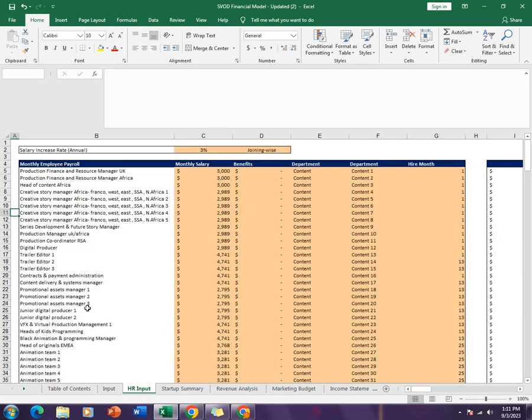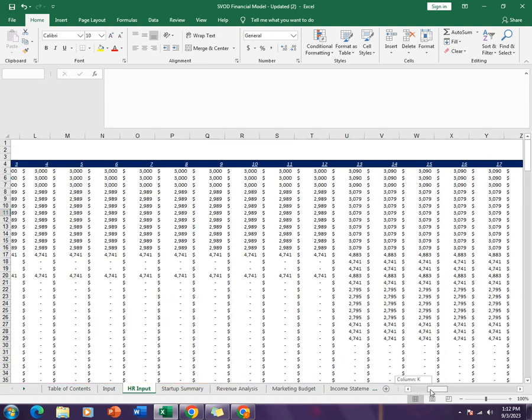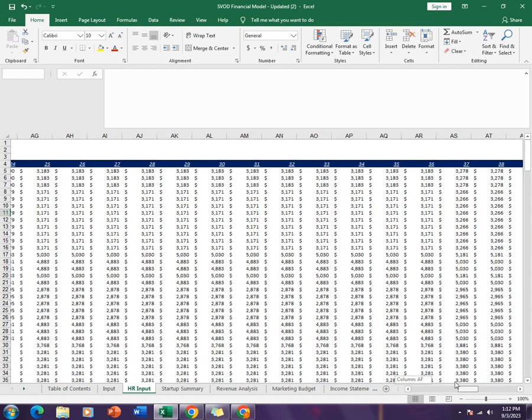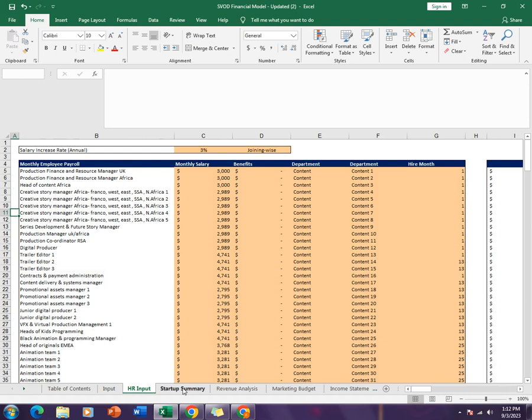Coming towards the HR inputs, the HR input tells you about all the employee payroll assumptions and the calculations. As you can see, these are going on a monthly basis towards 60 months, that is 5 years of calculation.